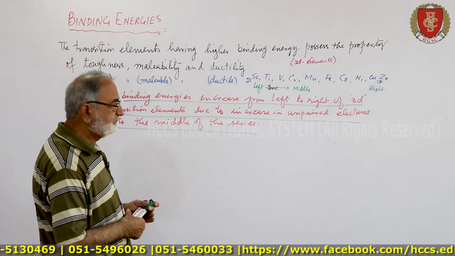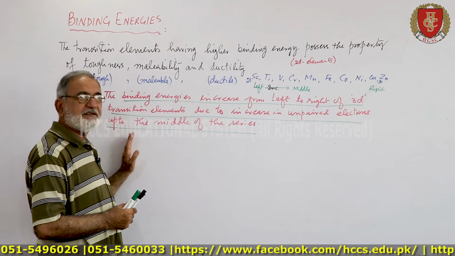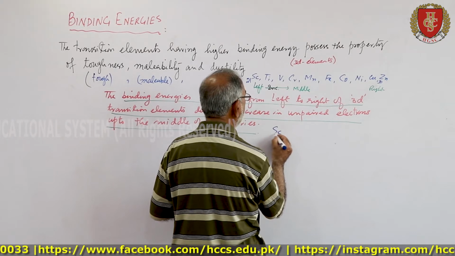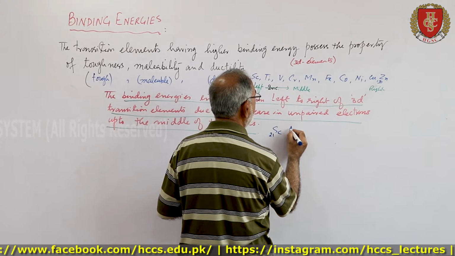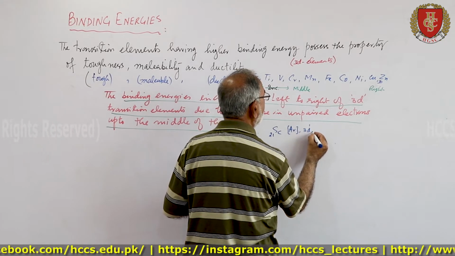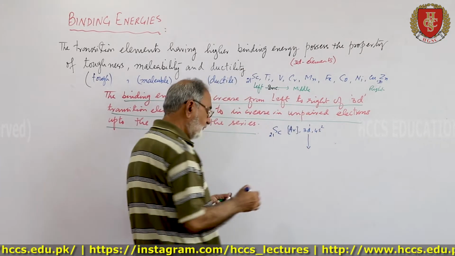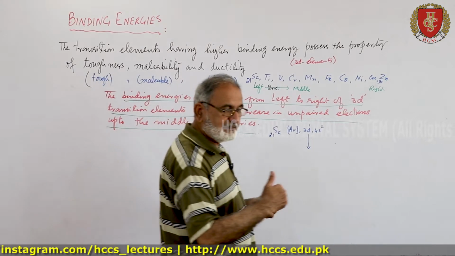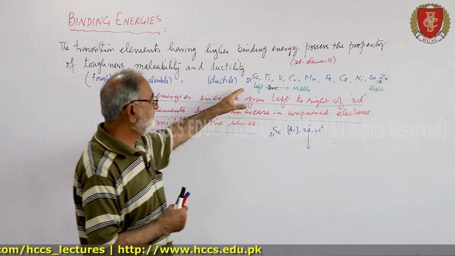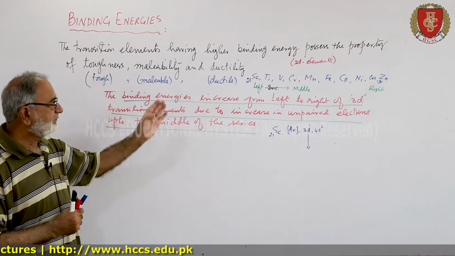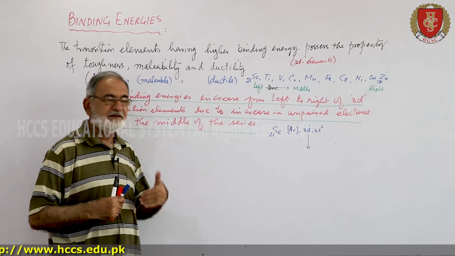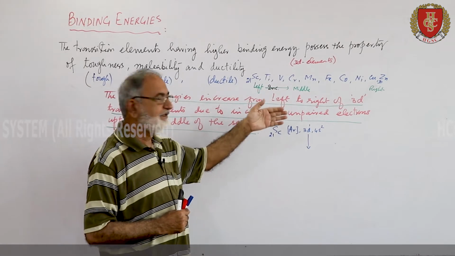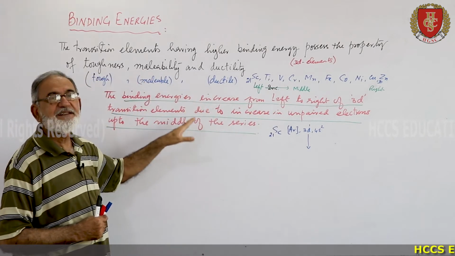Now if we consider the electronic configuration, scandium 21 is Ar 3d1 4s2. So the number of unpaired electrons starts increasing from scandium up to vanadium and chromium. The number of unpaired electrons increases from left to right, so binding energy increases.